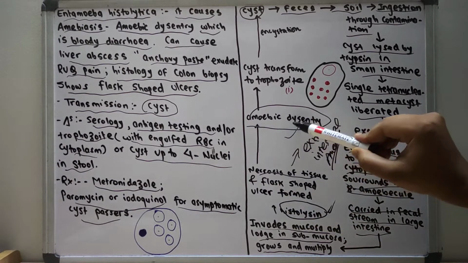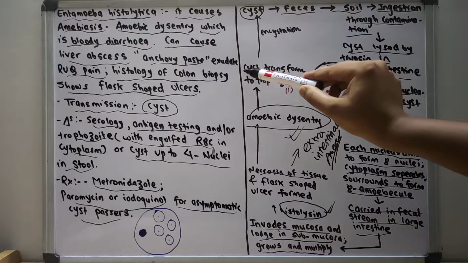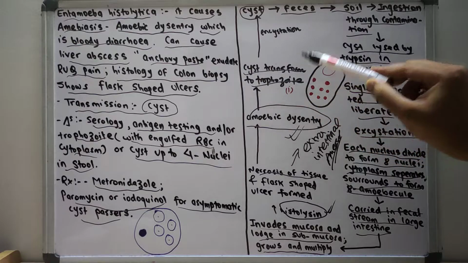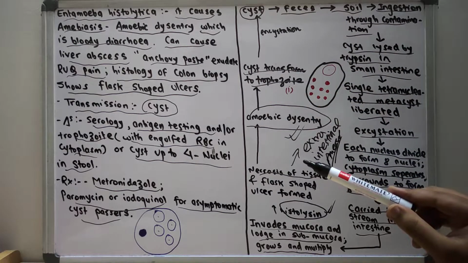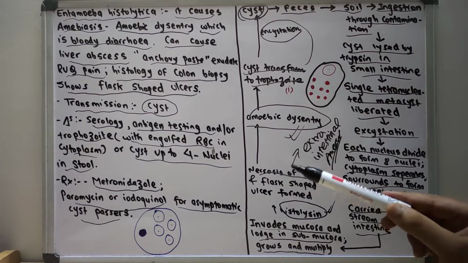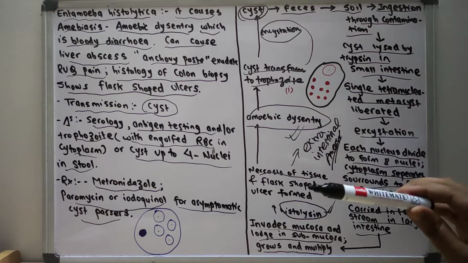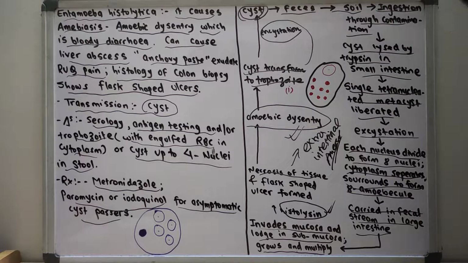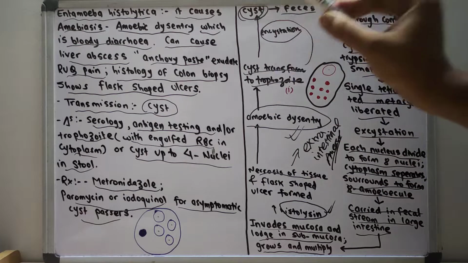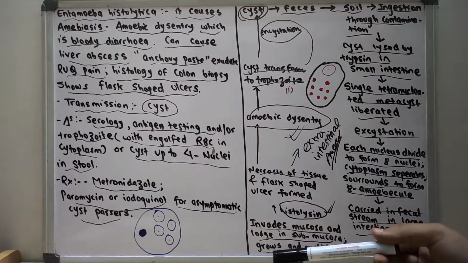So what happened? There is amoebic dysentery. So side by side there is the transformation of the cyst to the trophozoite, and those trophozoites again after the encystation form the cyst inside our colon, and those cysts are again liberated in the feces, and it again goes in the soil, and if there is again ingestion, there can occur a chain of life cycle that continues, and we get the Entamoeba histolytica infection again and again.